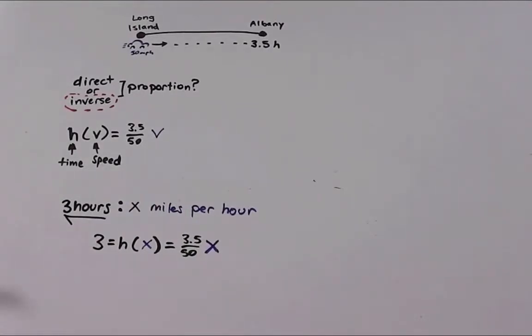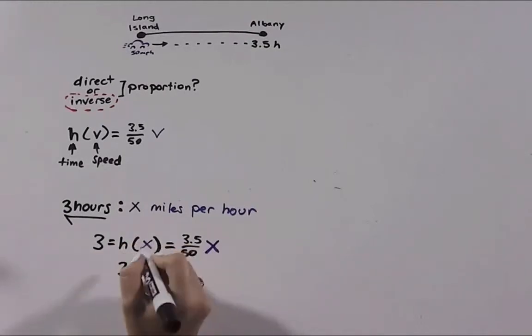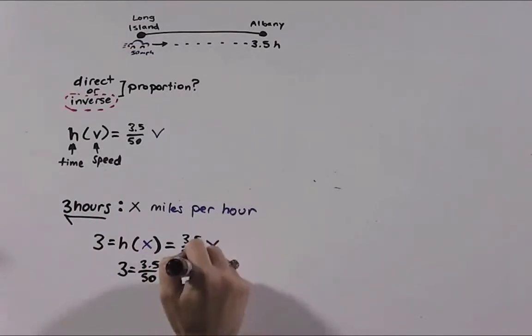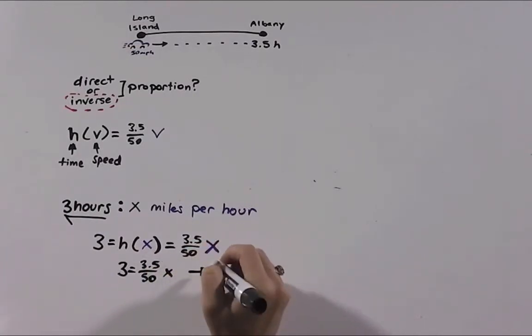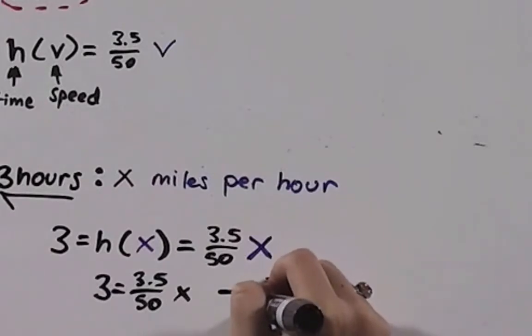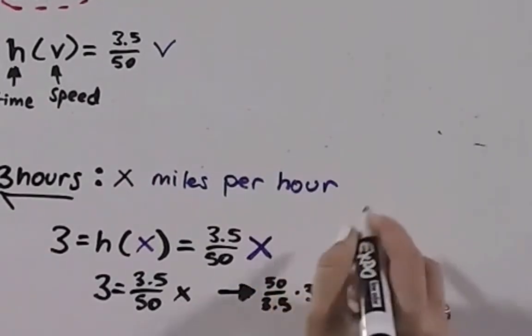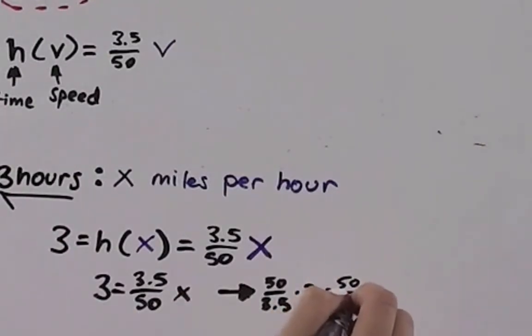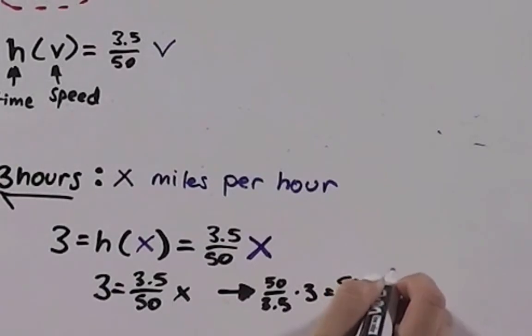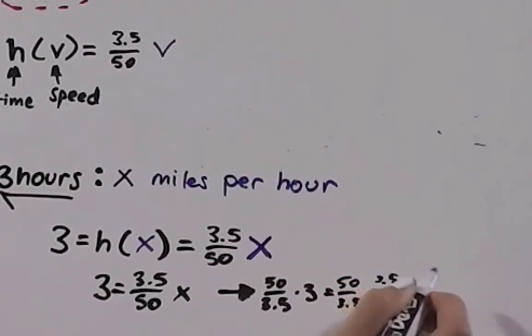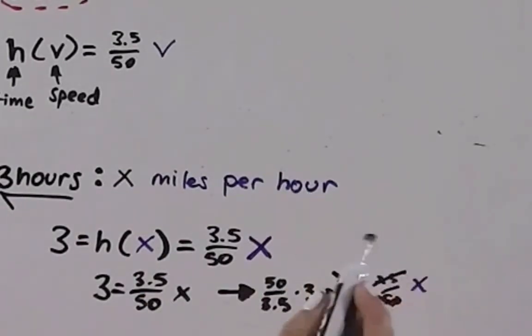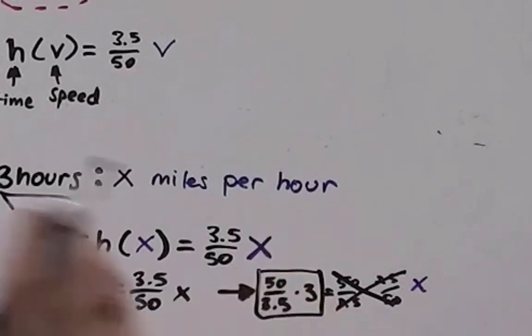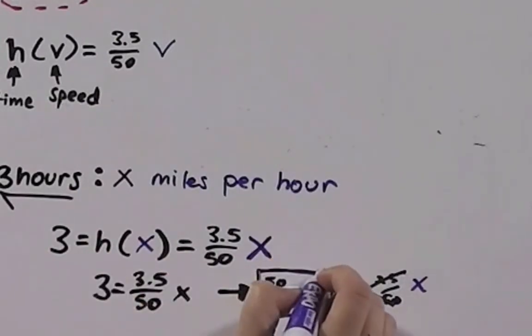So now we just need to solve through. 3 equals 3.5 over 50, x. Multiply both sides by the reciprocal of our constant of proportionality, 50 over 3.5. If we do 50 over 3.5 times 3.5 over 50 times x, these two cancel each other out, and we're left with this as our speed.